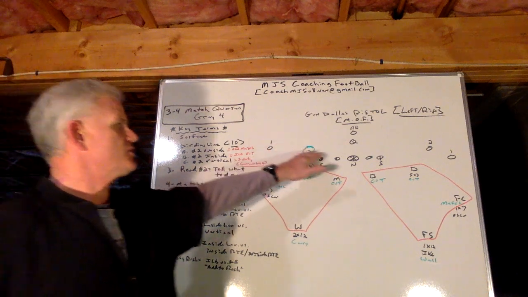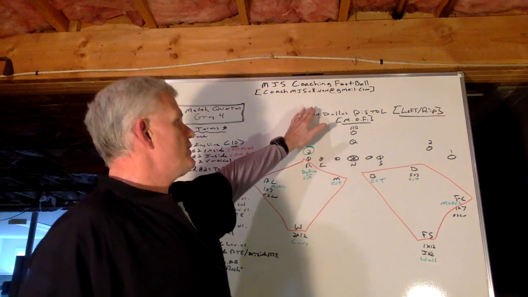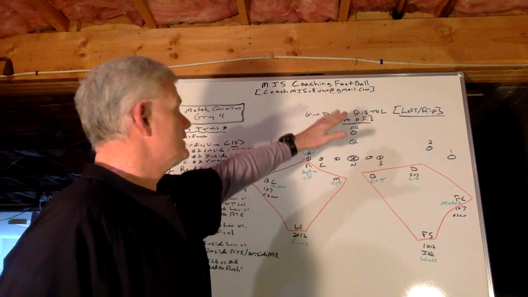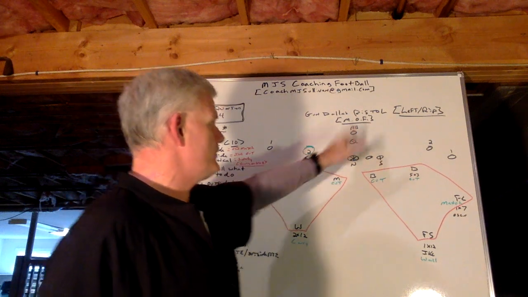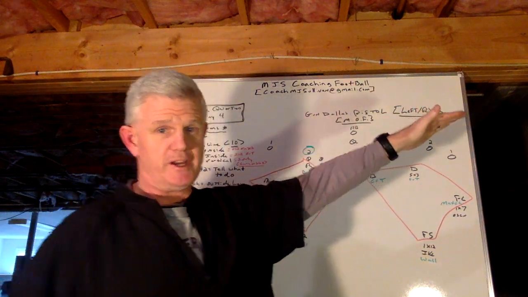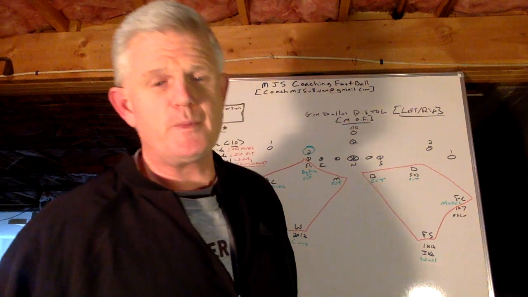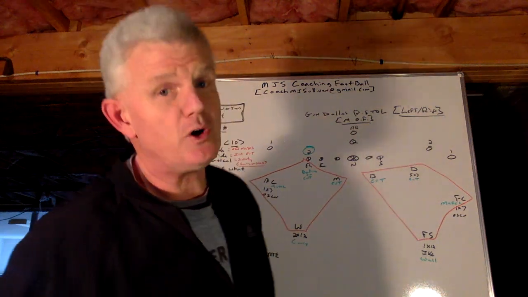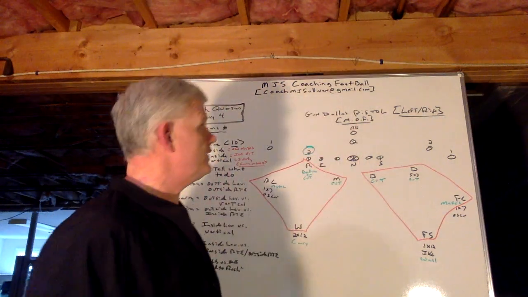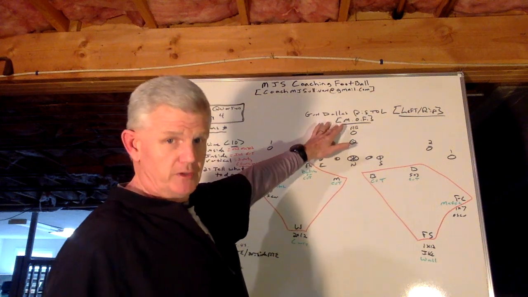First of all, let me explain the formation. It's what we call gun Dallas pistol. Left means the tight end's on our left. Rip means pass strength to our right. See my 3-4 base playlist pre-snap calls, all of that's built in there. This is in the middle of the field.